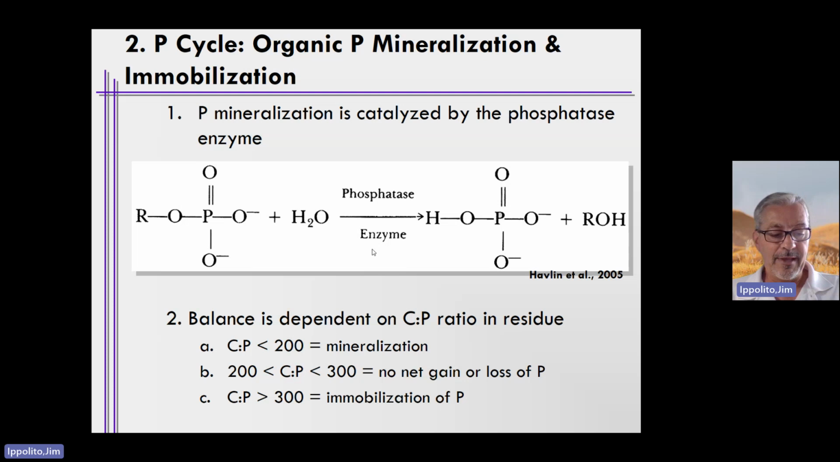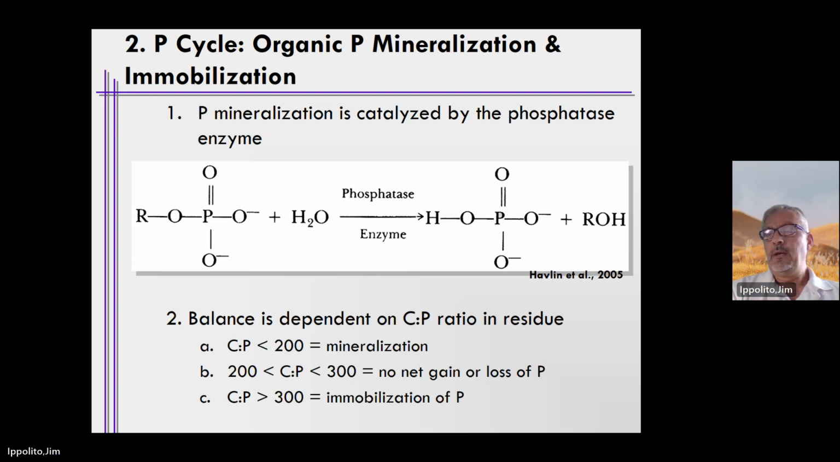You don't need to know this for this class, but the phosphatase enzyme can be exuded by microorganisms if they perceive a deficiency of phosphorus. And the phosphatase enzyme can be exuded by plant roots if the plant perceives a deficiency. So that's another means by which plants can overcome P deficiency symptoms in soils.